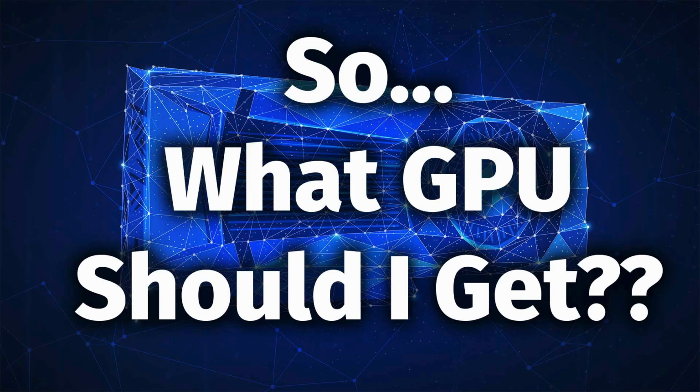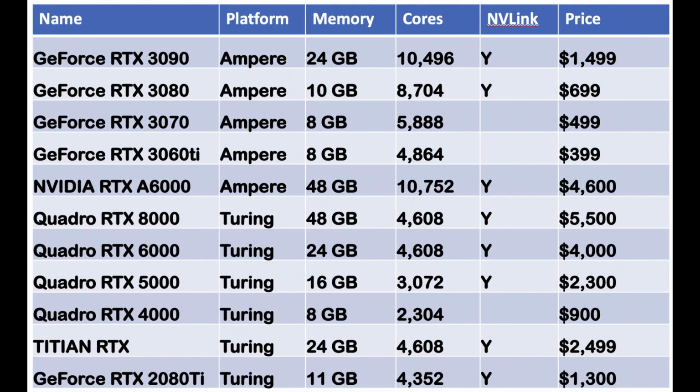Okay, there's all kinds of lines of GPU. You've probably heard of names like Tesla and Ampere, the latest one, GeForce, Quadro. What does all this mean? Let's take a look. Great, so which GPU should you get?